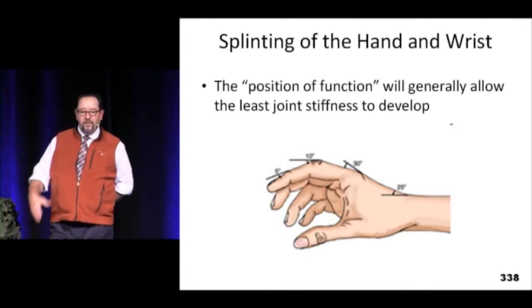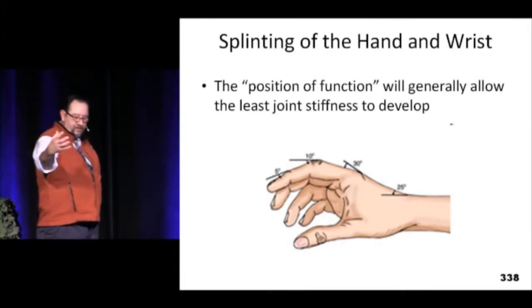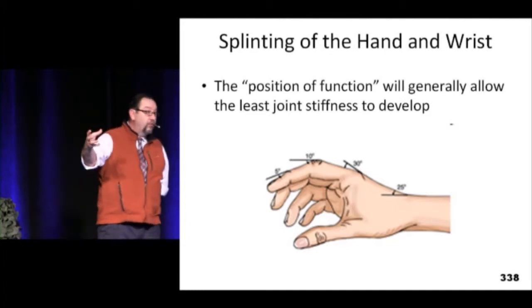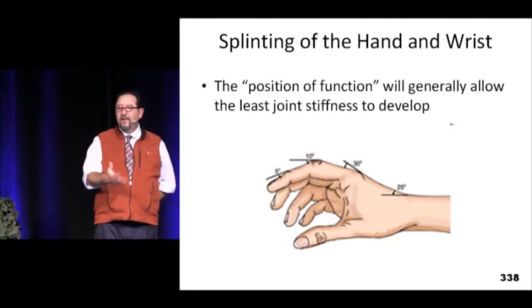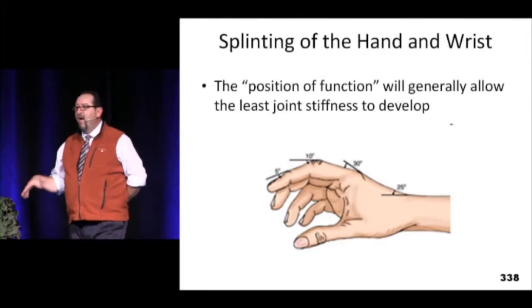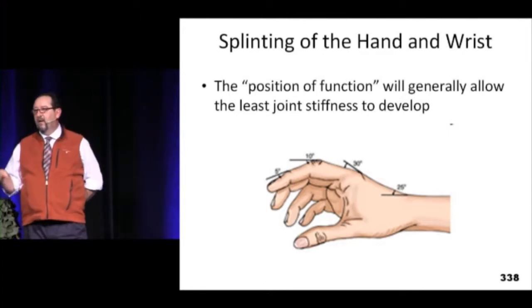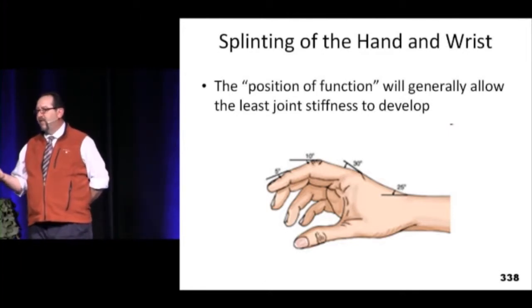Splinting the hand and wrist, you can put them as shown here. This is the position of function, right? How you'd hold a beer can, is talked about. And that type of splinting is totally fine for short-term splinting. 3, 4, maybe 5 days at the most.